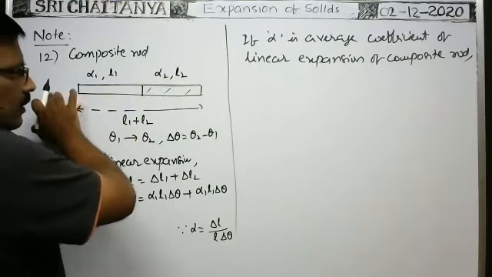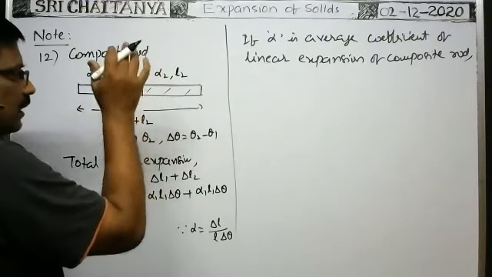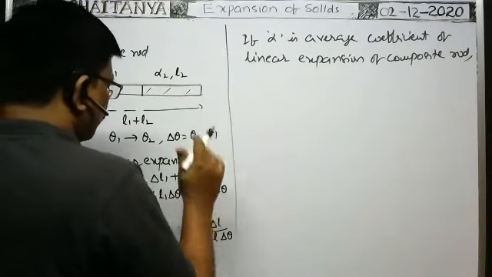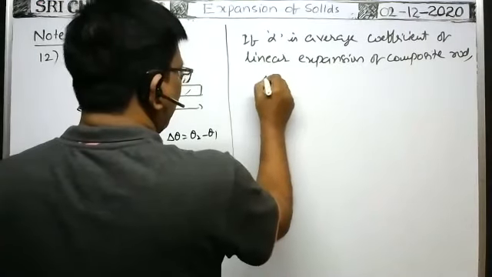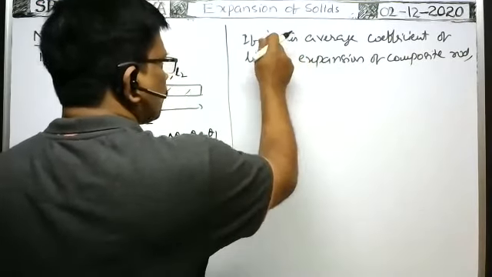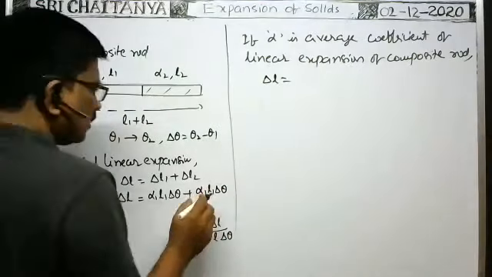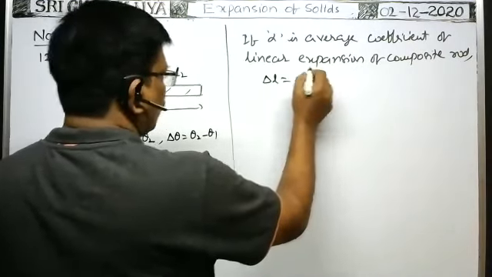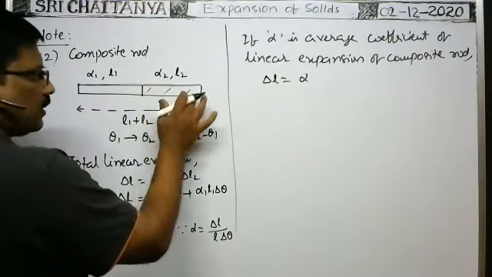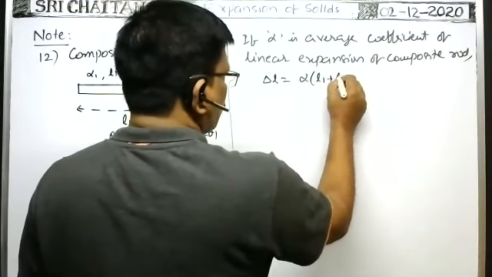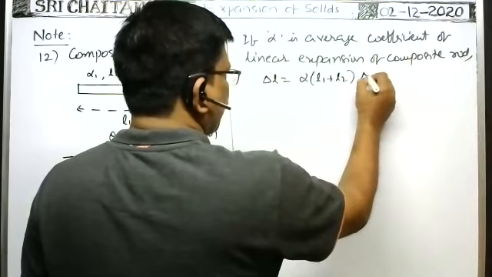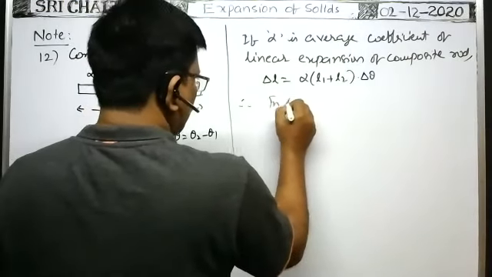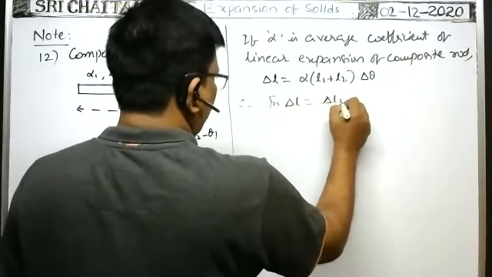The initial length of the single rod is equal to the initial length of the composite rod, so L1 plus L2. Then what is the expansion for that? In the case of a single rod having average coefficient of expansion, the linear expansion for the rise of temperature uses the same formula: alpha into the initial length of the single rod, which is L1 plus L2, into the rise of temperature delta theta. Substitute this value here, since delta L is of course delta L1 plus delta L2.